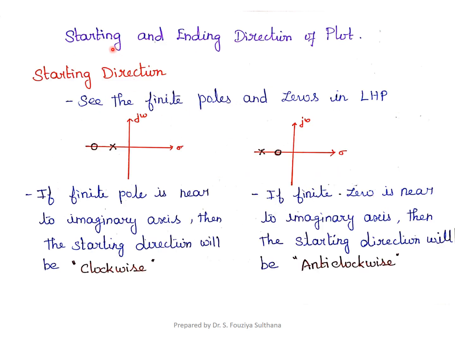How can we find the starting and ending direction of the plot? To find the starting direction of the plot, see the finite poles and zeros which lie on the left half of the S-plane. If a finite pole is near the imaginary axis, then the starting direction will be clockwise, and if a finite zero is near the imaginary axis, then the starting direction will be anti-clockwise.